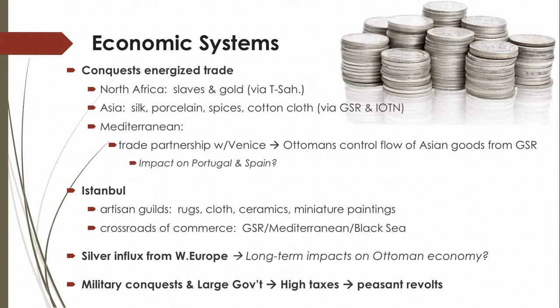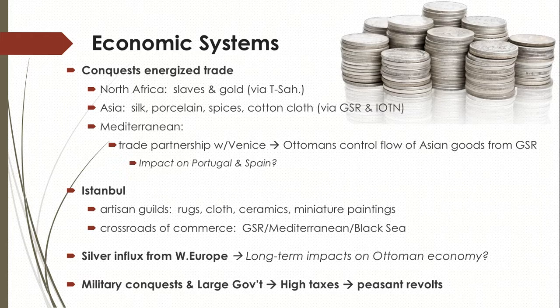And with their direct access as well to the Mediterranean and their use of a navy to patrol the eastern Mediterranean, and with their trade partnership with Venice, the Ottomans are able to control the flow of Asian goods coming from the Silk Roads into the Mediterranean. And that was also a boost to Venice in the short term, because those are goods that they would buy from the Ottomans and then sell on to other Western Europeans.